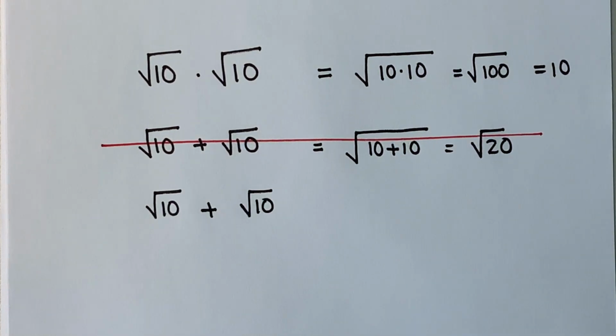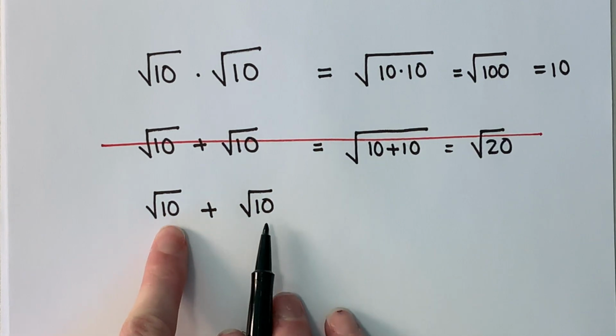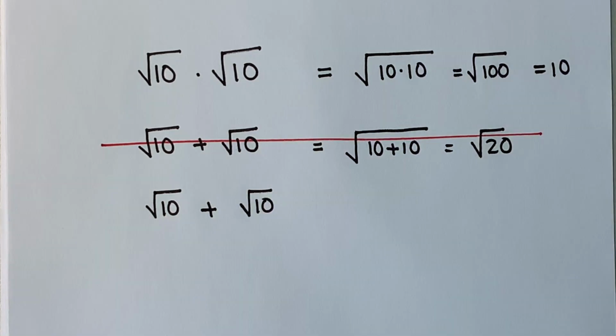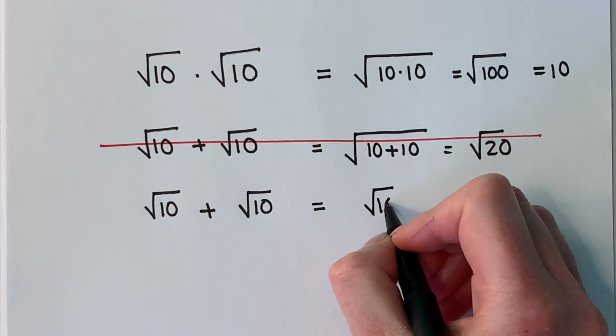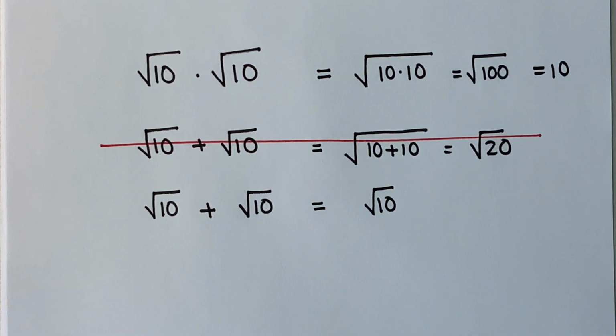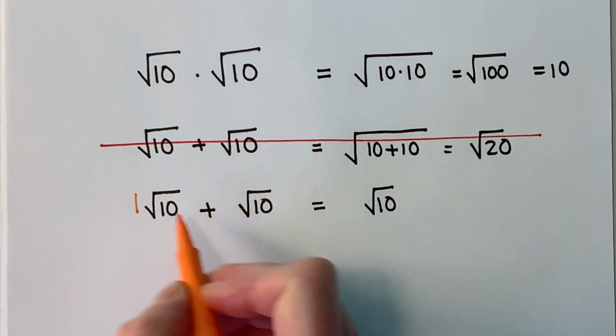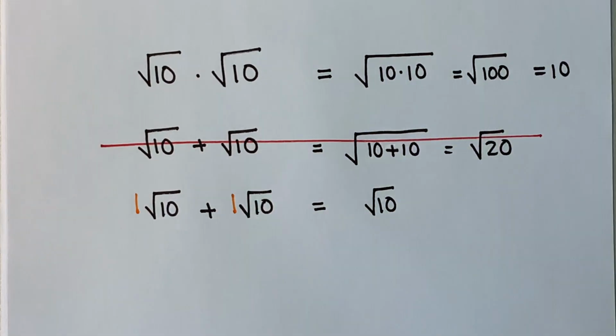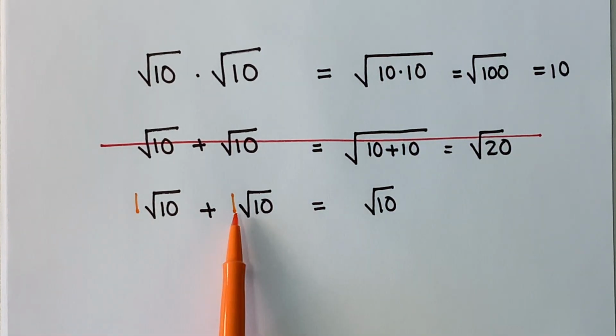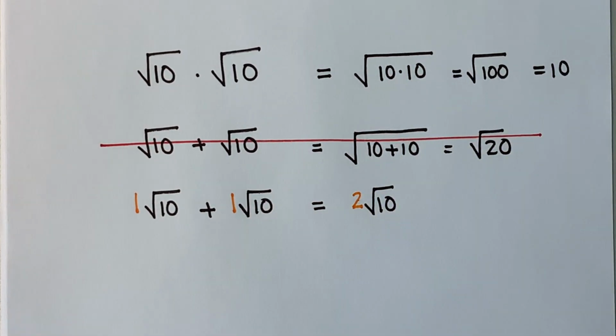Remember, you can only add radicals if they are like radicals. These are definitely like radicals since they're identical. Now, to add like radicals, we keep the radical base, which is the square root of 10 in this case, and we add the coefficients. The implied coefficient here is a 1, and the implied coefficient here is also a 1. So if we take 1 plus 1, that will give us 2 square root of 10.